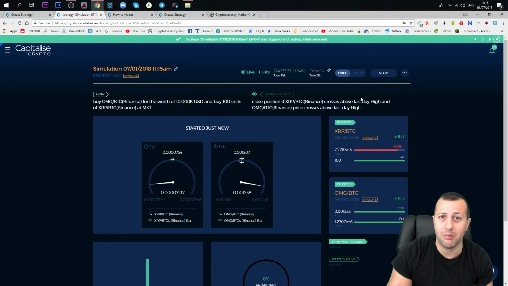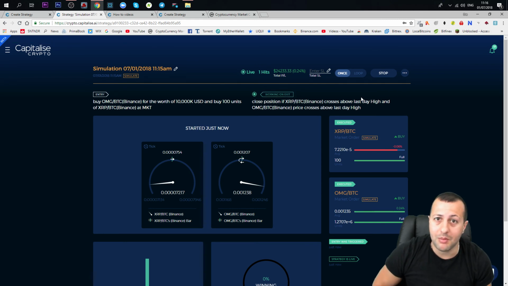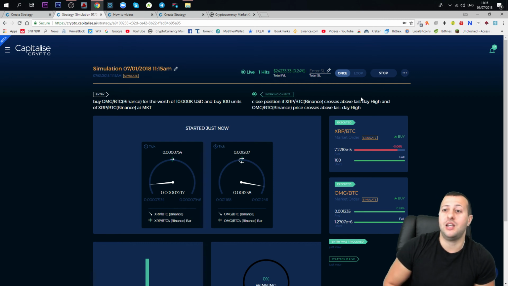I'm gonna connect it to my Binance, play around with a couple of tokens, and once I see one of my simple strategies is bringing me money, I'm gonna keep running it on a loop. So that's Capitalize.ai for you guys.